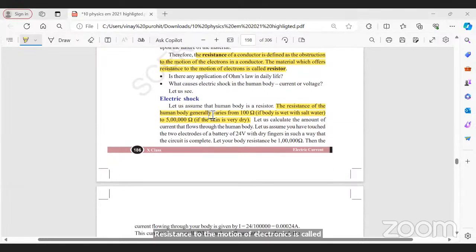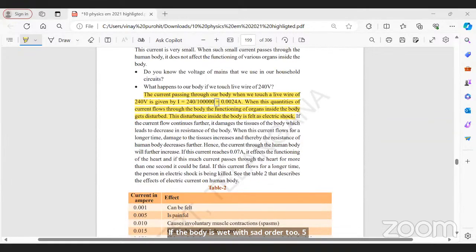Next, coming to electric shock. The resistance of the human body generally varies from 100 ohms if the body is wet with salt water to 5 lakh ohms if the skin is very dry. The current passing through the body when we touch a live wire of 240 volts is given by I equals 240 by 1 lakh, which is 0.0024 amperes. When this quantity of current flows through the body, the functioning of organs inside the body gets disturbed. This disturbance inside the body is felt as electric shock.